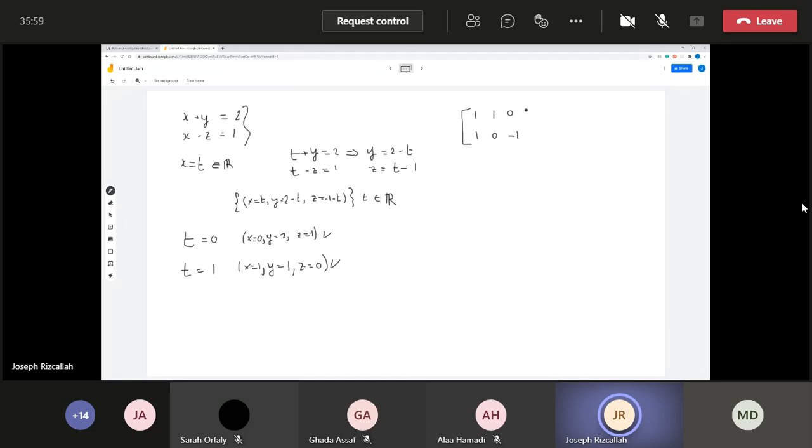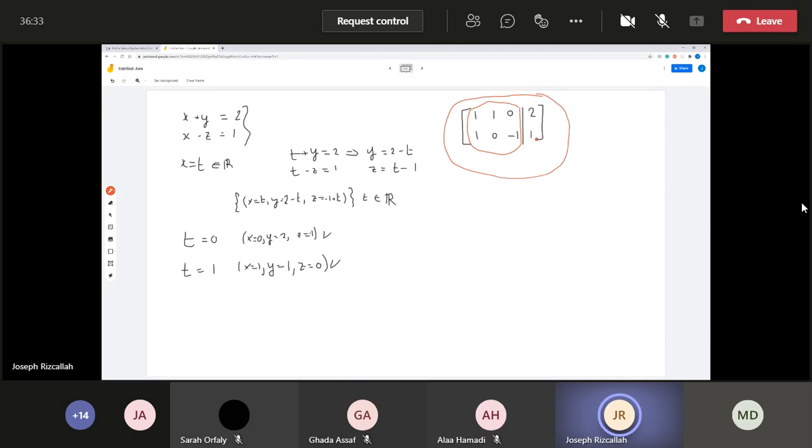Now, this is the coefficient matrix, and now I put this line here, and then I write the right-hand sides. So this is 2, 1. And this is called the augmented matrix. So this is the coefficient matrix. Let me try to circle it. This is the coefficient matrix, and all this is called the augmented matrix because we have augmented to it, or adjoined to it, or added to it the right-hand side. So this is called the augmented matrix.